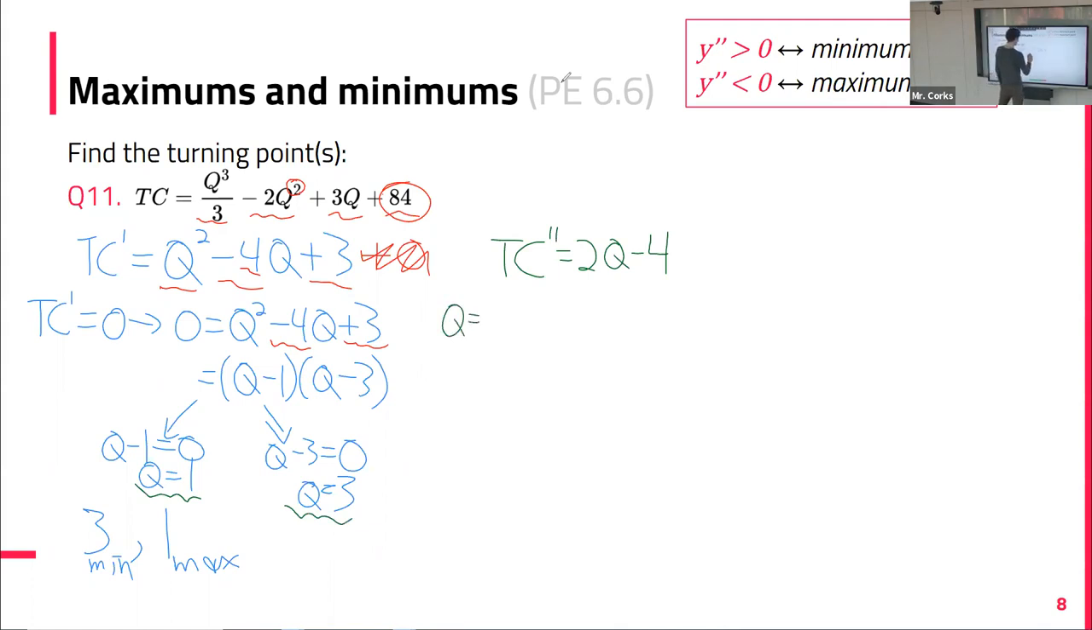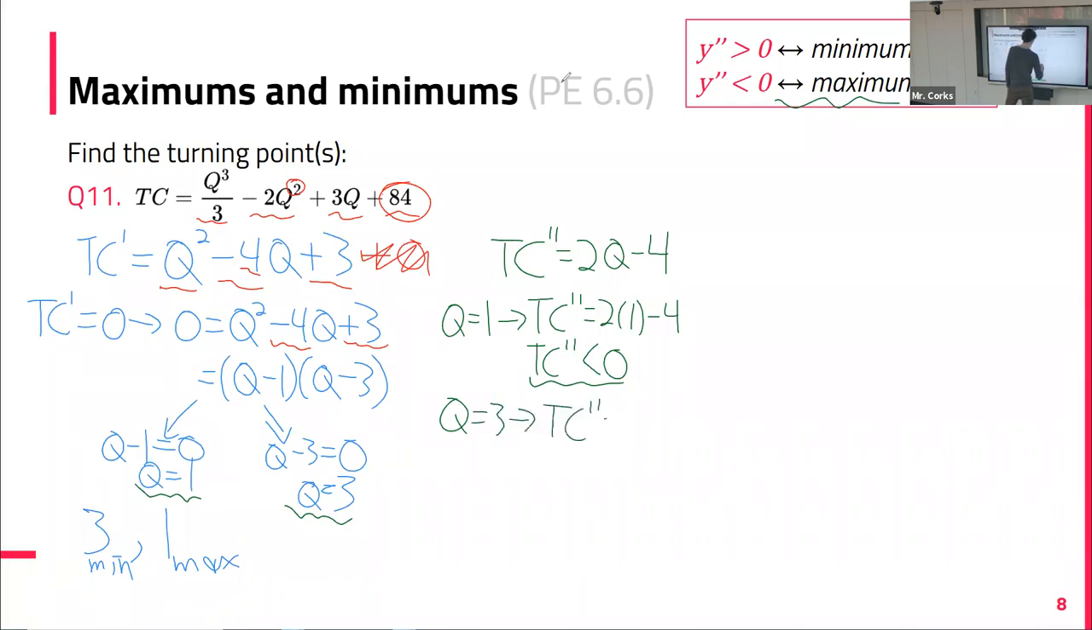So when q equals 1, our total cost double prime is 2 times 1 minus 4. That's -2, so less than 0. So at this point, our second derivative is less than 0. If it is less than 0, that means maximum point, as we have up here in the little legend at the top right corner. And then we do the same thing for the other one.